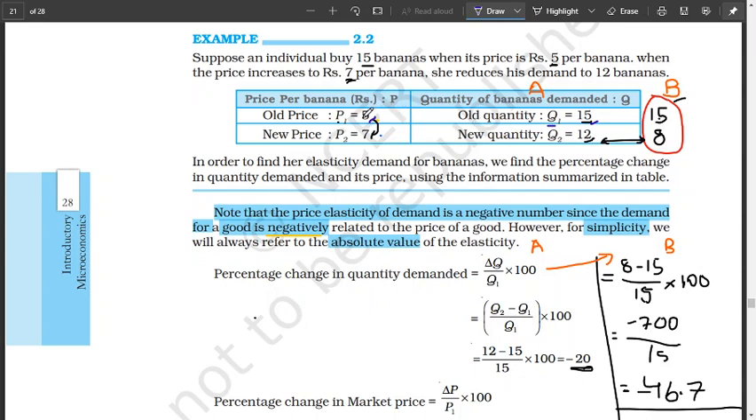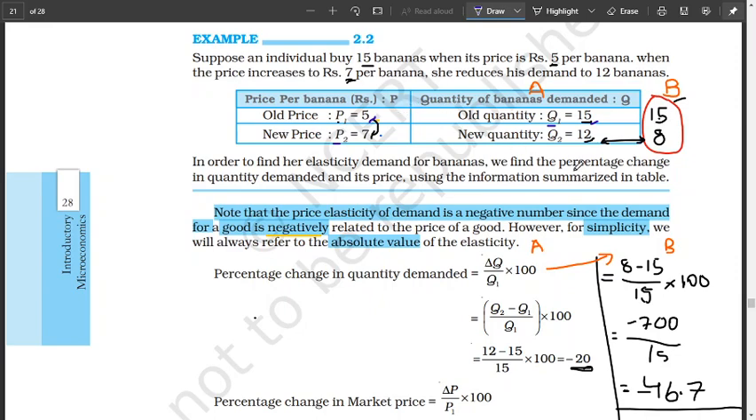When the price hasn't changed, there is no such thing as law of demand or elasticity of demand. So in the second case, the price has risen from 5 to 7, P2 now is 7. These individuals respond because it has become costly now, by buying less, from 15 to 12. Now you can fit these numbers in that formula and get an answer.